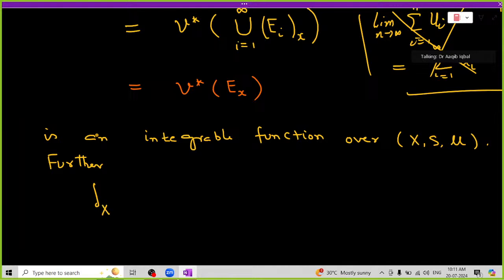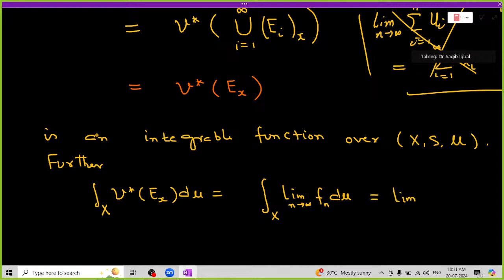Integral over X of ν star E sub x dμ. This is equal to what? वो ऊपर अभी आप देख रहे थे. This ν star E sub x is actually limit of f_n, so I can write this as limit n goes to infinity f_n dμ. Now by Levy's theorem I can take the limit outside the integral. This is limit n goes to infinity integral over X f_n dμ.